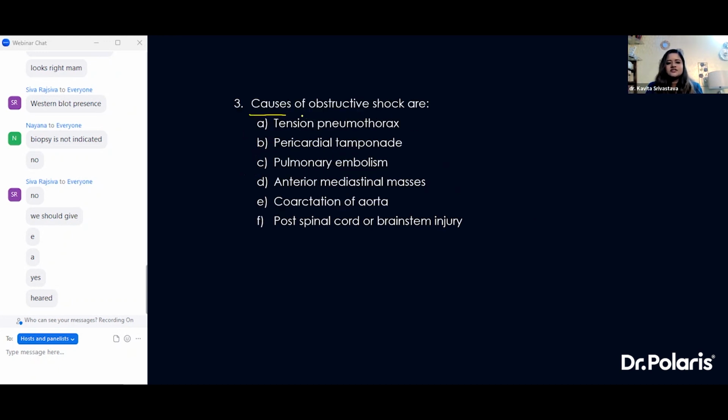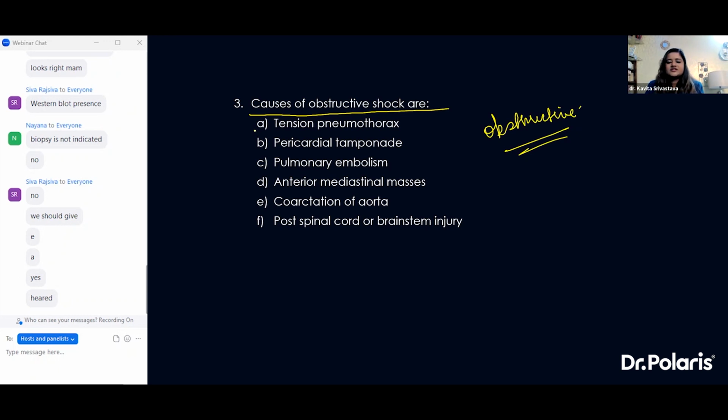Okay, next question: causes of obstructive shock are. So what could be the important causes of obstructive shock? What things can happen inside the body of the baby that can result in obstruction of the blood flow? Anything which has immediately happened that is not allowing the blood to get equally distributed can cause obstructive shock. What could be the answer here? All right, let us see one by one.